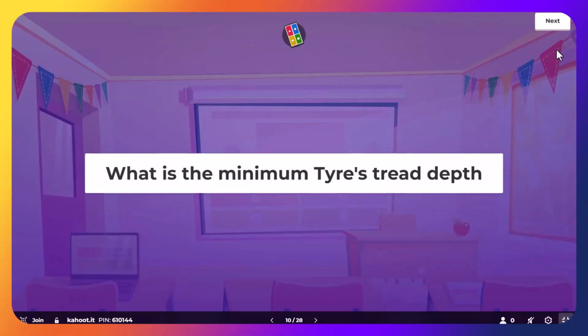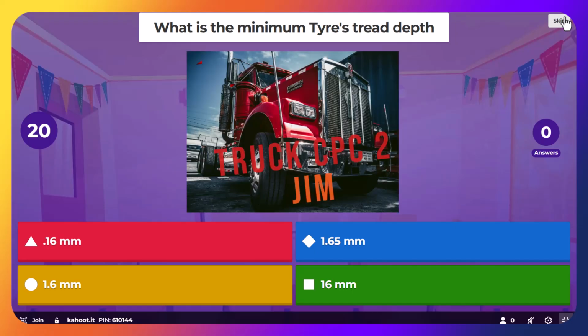What is the minimum tyre tread depth? You should all know that at this stage. It's 1.6 millimeters.